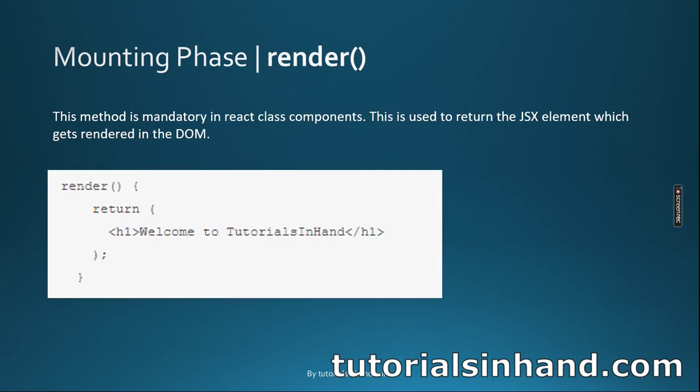The next method which we are going to talk about, the most popular of the lifecycle methods, is the render method. This method is mandatory in React class components. This is used to return the JSX element which gets rendered in the DOM. If you have watched our previous videos, which I highly recommend, you will know about this render method. In a React class component, the render method is used to return a React node which contains our JSX code which gets rendered on the browser.